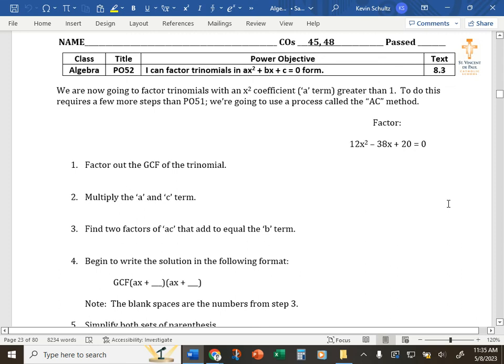Algebra, we are continuing PO52. Burgess, take out your binder. Please sit flat. Griffin, binder out. Okay, let's get ready to roll here. Sophie, thank you. Cole, open it up.